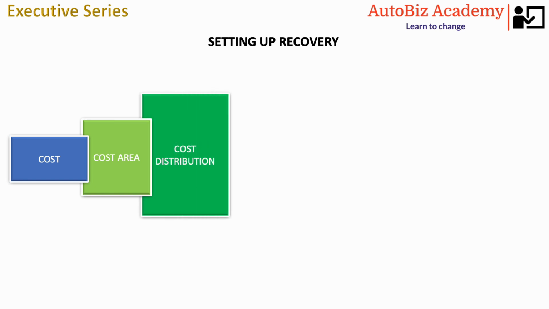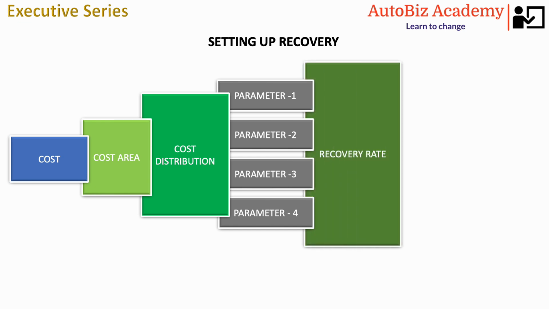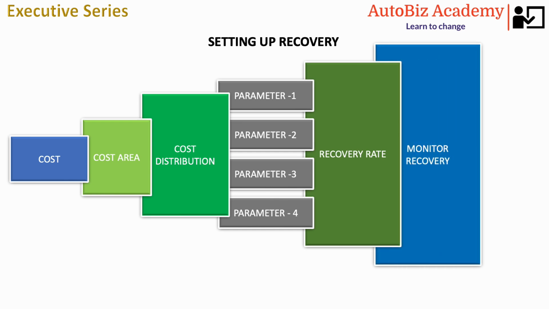The next is cost distribution. Now we need to distribute that cost for setting up a recovery rate. So there are different parameters where we distribute that cost. After it is distributed, then comes the recovery rate, how much we should put and how to put that cost. Then comes monitoring the recovery. Now let us go one by one through every area.